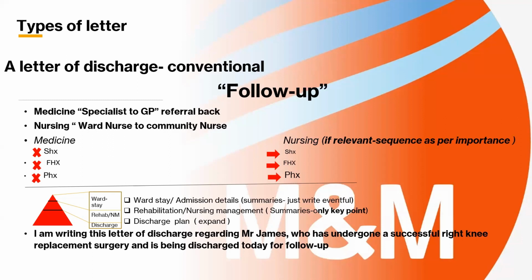I'm labeling that as conventional, meaning that we normally write it between nurses. I'm labeling it the conventional letter of discharge. So if you are a ward nurse and you are discharging the patient and you are requesting a community nurse or maybe a district nurse to provide ongoing care to the patient, right? So this is quite simple. We have the ward stay, maybe rehabilitation, or a discharge plan. So we can simply write it down in our own language.